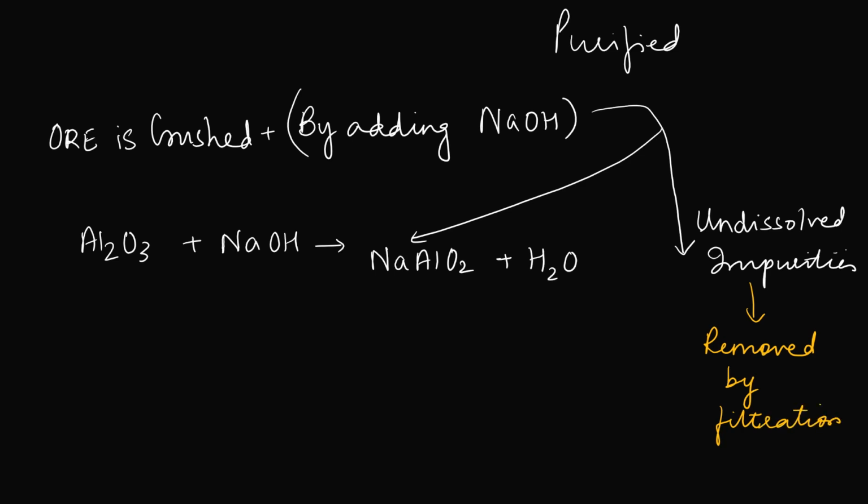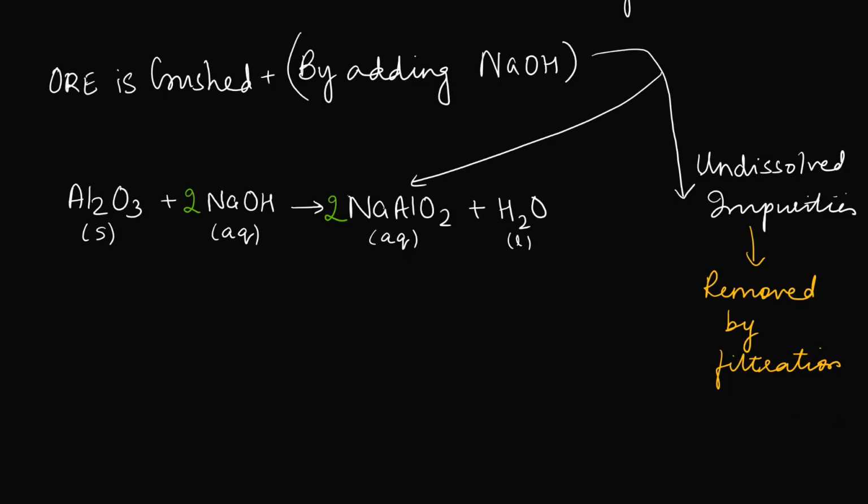Okay, now let's balance this equation to the left. Now this sodium aluminate that is formed is processed further. And what does it form after further processing? It forms pure aluminium oxide. Okay, so now we are very happy we got pure aluminium oxide.